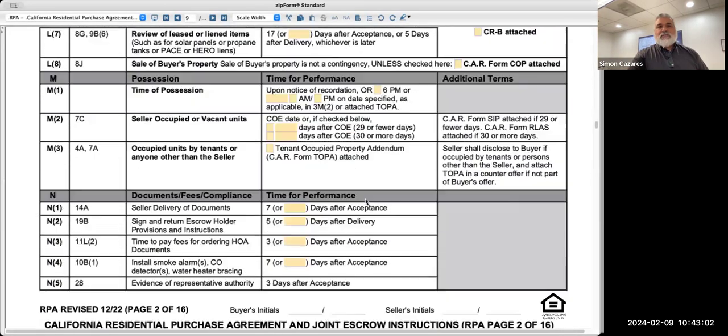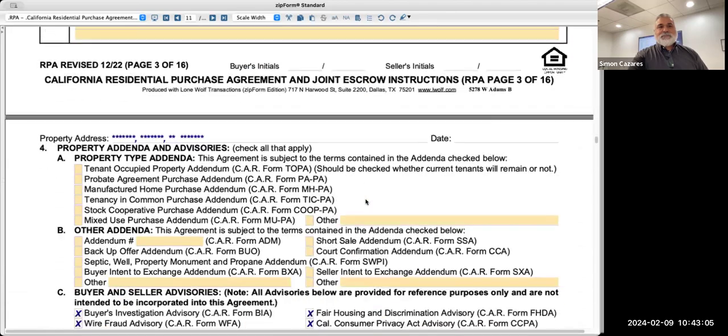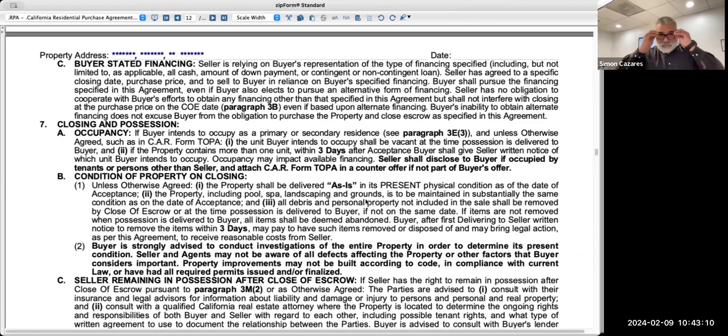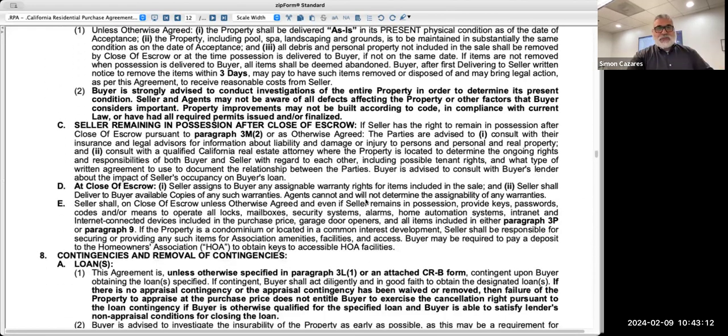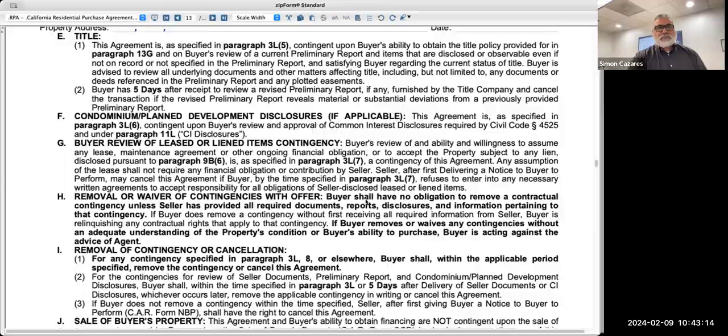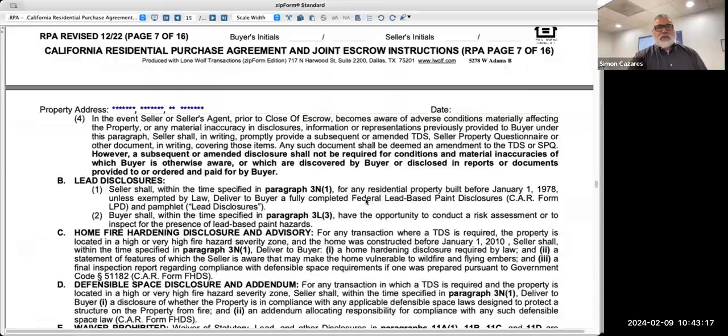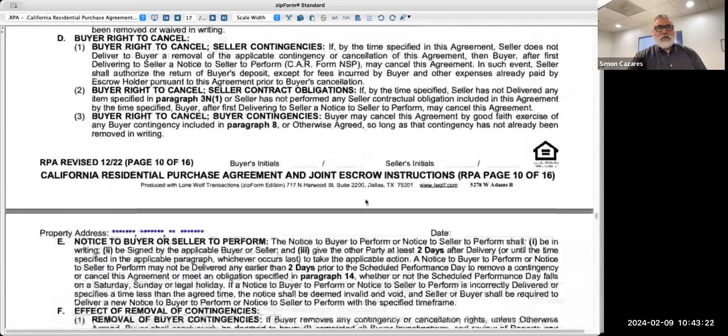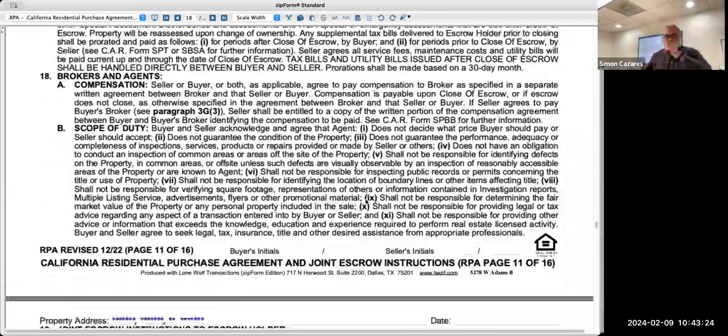So if we go to paragraph 18, I'm going to do a little bit of bouncing back and forth, but today's topic is strictly that paragraph. Where is 18? Here it is, it's under page 11. It says the following: broker and agent's compensation, section 18A.